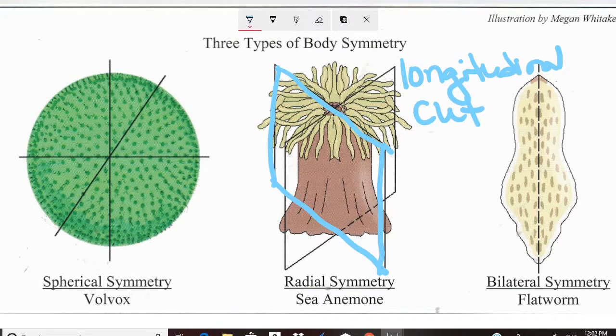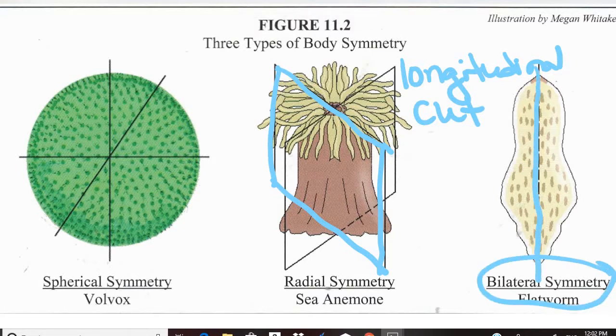Through the center, and then you will end up with two identical halves. So spherical, it can be any cut through the center. With radial symmetry, it needs to be a longitudinal cut through the center. And then we've already seen this bilateral symmetry, so this is a flatworm. Any cut down through the middle that results in identical right and left halves is considered bilateral symmetry.